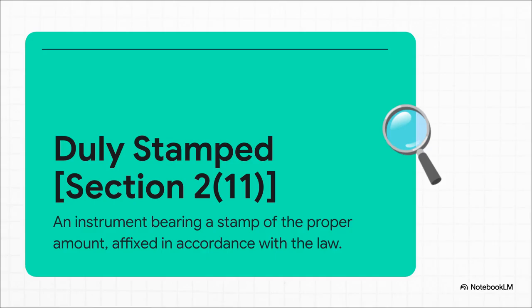This sounds simple, but listen closely, because there are two parts to it, and both are critical. It's not enough to have a stamp of the correct value. That stamp also has to be attached in the correct way the law specifies. So if the rule says you need an impressed stamp, the kind that's pre-printed on the paper, and you just slap on an adhesive one, it's not duly stamped, even if the value is right.